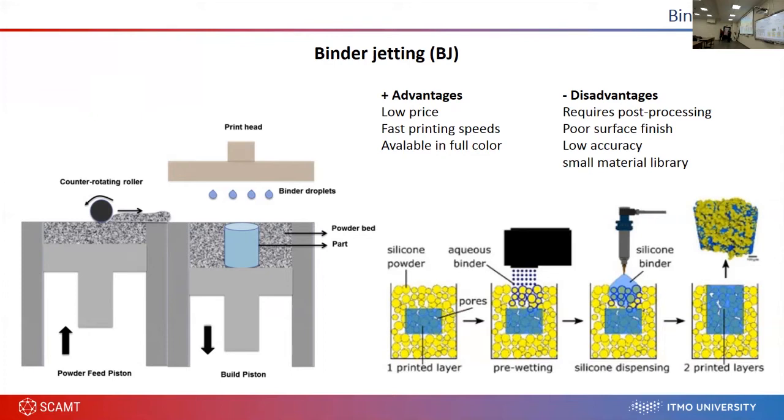And then the elevator in the main trunk goes down a little bit to make a new place for a second layer, and at the same time the elevator in the supporting trunk goes up, and the roller pulls the next portion of powder to make a second layer. And so on, we print the 3D structure layer by layer.